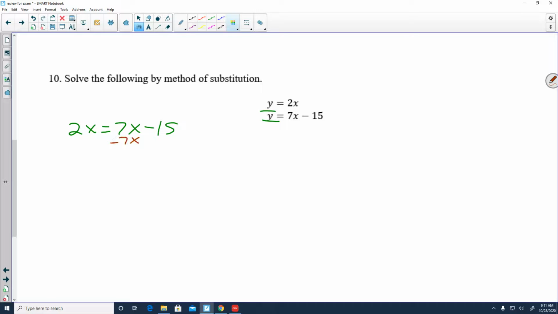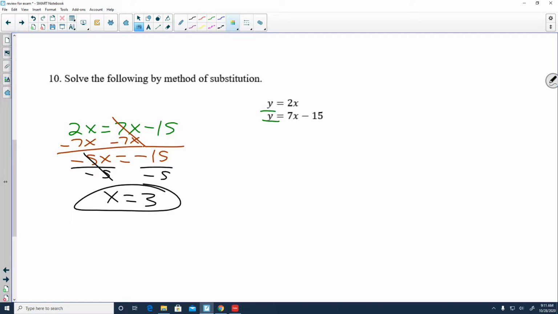So subtract 7x, get negative 5x equals negative 15. Be careful, you have to bring down that negative. All right, and that minus sign to be negative. And then after we divide both sides by negative 5, x equals positive 3.